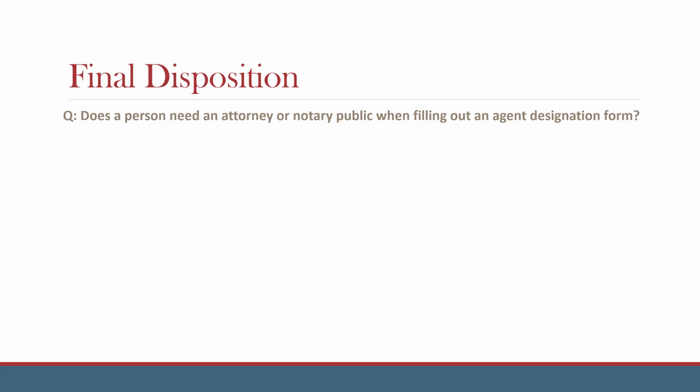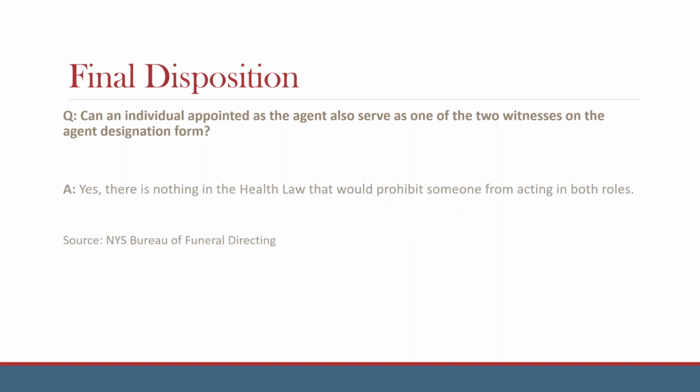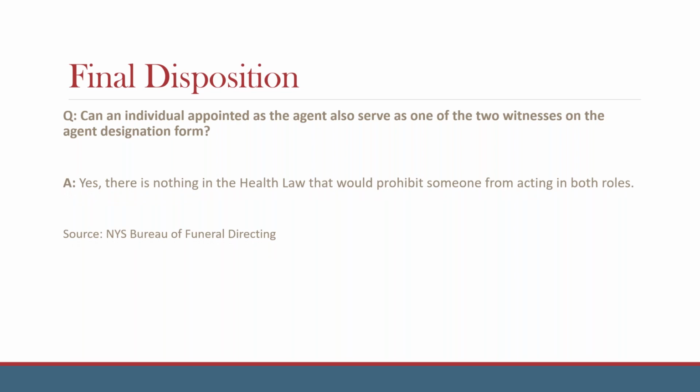Does a person need an attorney or notary public when filling out the agent designation form? You do not need a notary public or an attorney, but as I mentioned earlier, there are two witnesses, so you do need it to be witnessed by two people. Can an individual appointed as the agent also serve as one of the two witnesses on the agent designation form? Absolutely. There's nothing in the law that prohibits someone from acting as both the agent and a witness, so they can sign in both places.